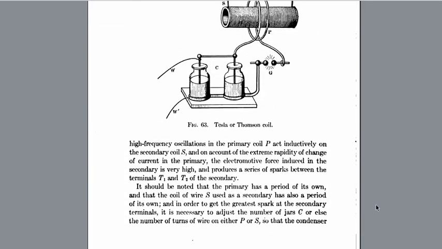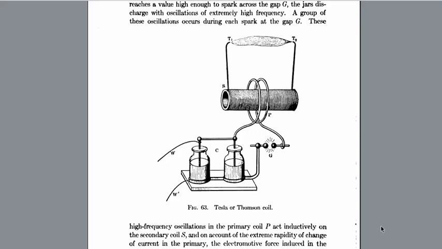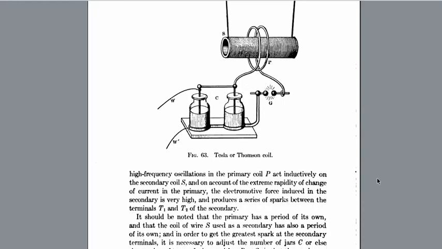A group of these oscillations occurs during each spark at the gap G. These high-frequency oscillations in the primary coil P act inductively on the secondary coil S, and on account of the extreme rapidity of change of current in the primary, the electromotive force induced in the secondary is very high, and produces a series of sparks between the terminals T1 and T2 of the secondary.